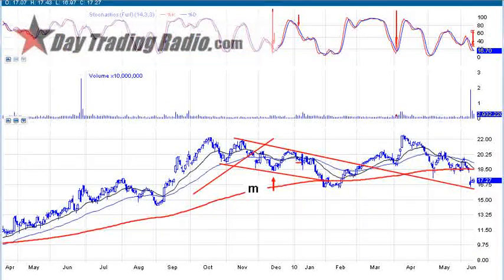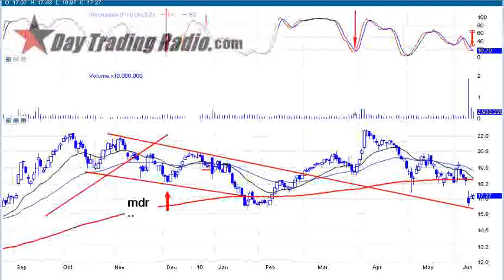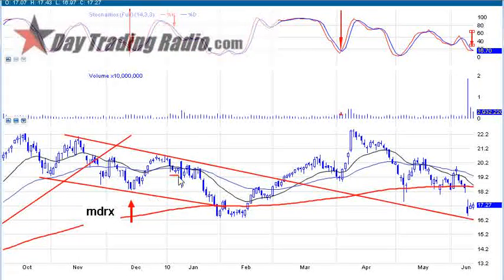MDRX. This is a good one. I'm going to show you why. Again, this is one I usually trade. MDRX, nice channel trade here. We actually dipped out of the channel, came back into the channel, broke out.